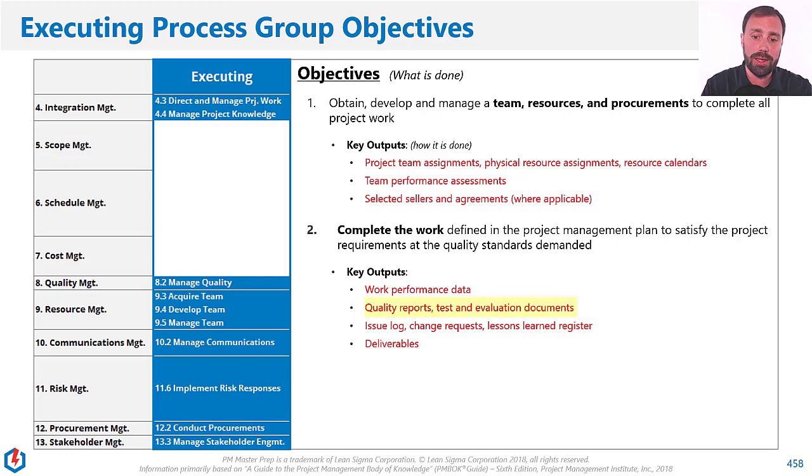And then we're also going to have quality reports and test and evaluation documents. Think about the QA, quality assurance. We're going to be monitoring our process as we go through. And if we look at this quality management knowledge area right there, number 8, that is our QA functionality. That's where we're assessing how we're doing, looking at the work, seeing how the work is actually being performed so that we can maintain the certain amount of quality that we want to. So that's another output.